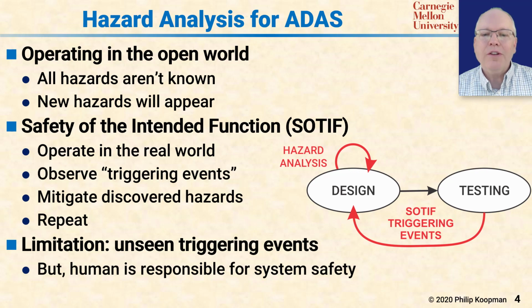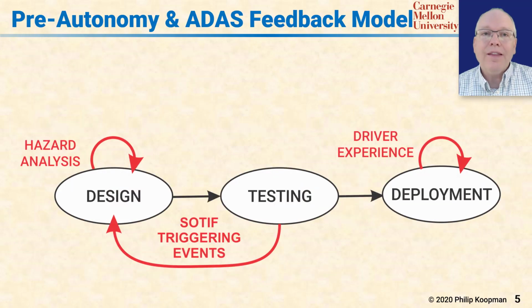So in the end, the human is responsible for system safety, and hopefully you've designed a system where that's a realistic ask to make of the human. The bigger picture is, if you have a non-self-driving car, an ADAS car for example, it looks like this. You have design, which has hazard analysis. You have testing, which has sort of triggering events. And during deployment, your primary risk mitigation mechanism is driver experience. The driver is able to mitigate any unmitigated hazards that have escaped out into the deployment.